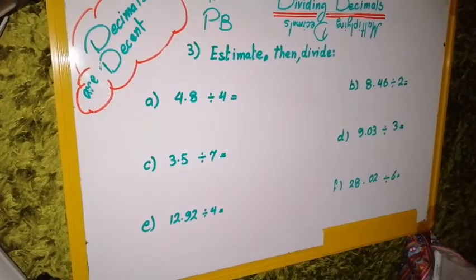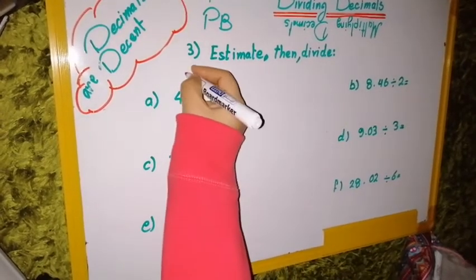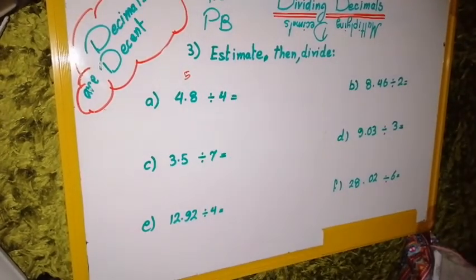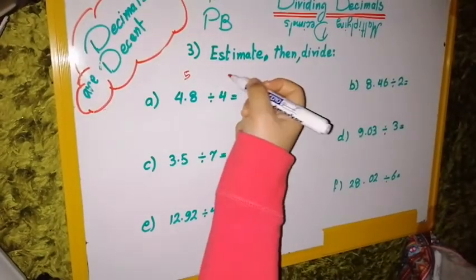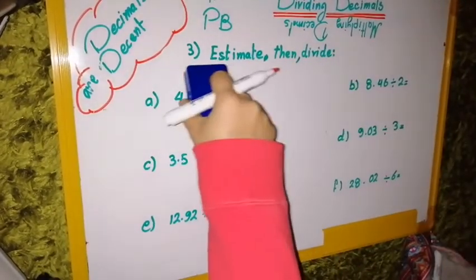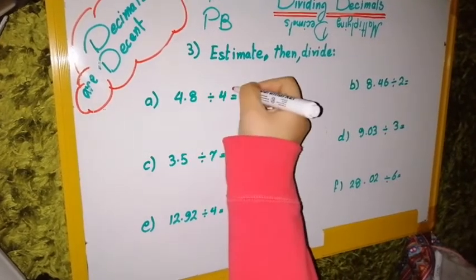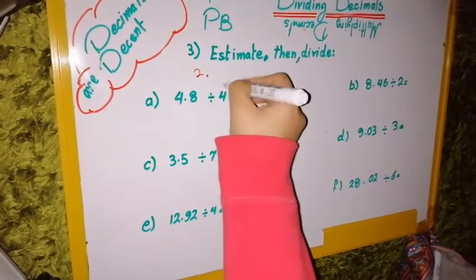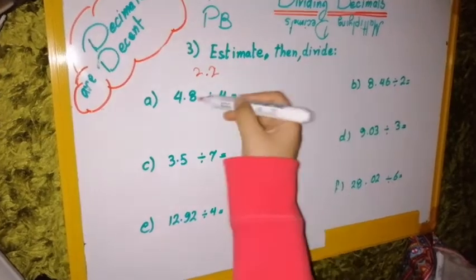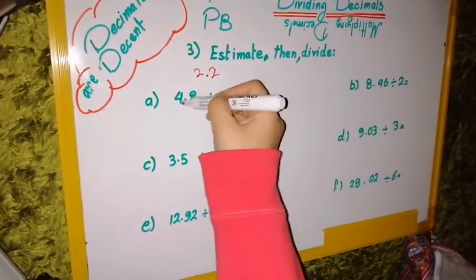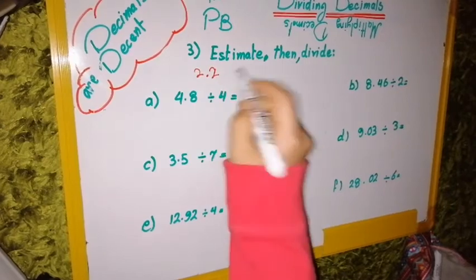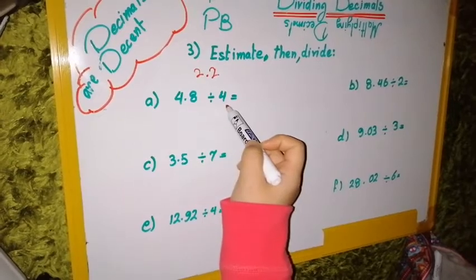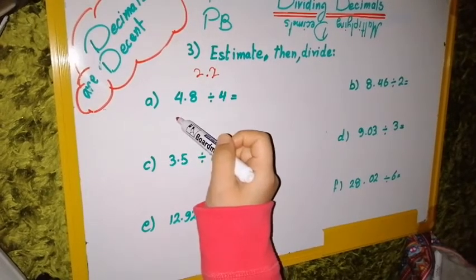Estimate, then divide. So if I estimated here, if I rounded this, this is going to be 5. But I cannot divide 5 by 4. Why? Because it's going to give me remainder. But it's easier for me to say that this is 4 divided by 4. So I'm going to have 2. And 8 divided by 4 is 2. It is easy, right? Once I look, I will figure this. Or I can say that I have here 4 and I have here 4. So I'm going to have what here?